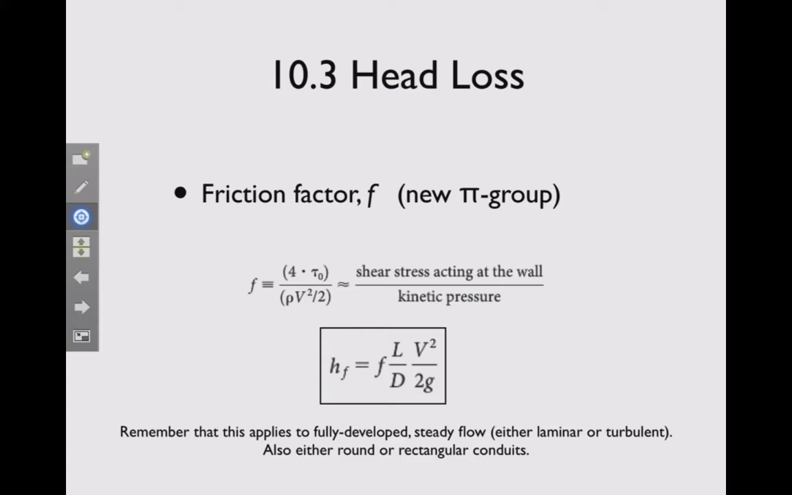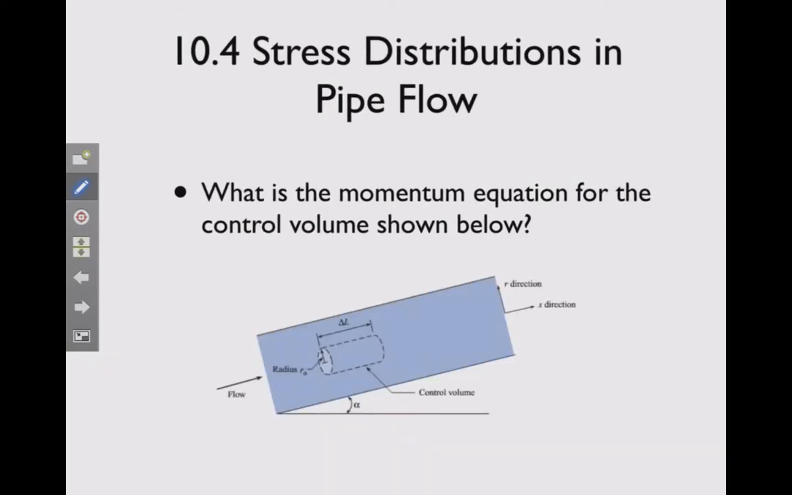Remember that this applies only to fully developed, steady flow, but it can either be laminar or turbulent, and it can also be either a round or rectangular conduit. So this is a fairly general equation as long as it's fully developed and steady. That is a key. And so really what we need to do, and what we do in subsequent sections in this chapter, is figure out how to determine F. That's the main thing. So that's how we're going to determine the head loss.